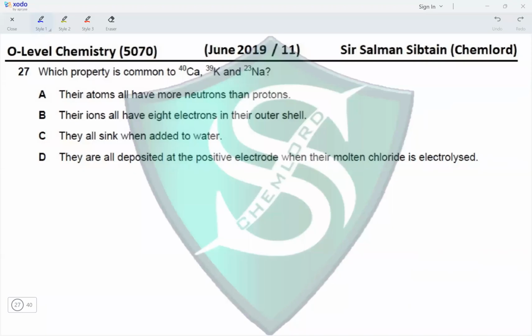Question 27. Which property is common to calcium, potassium, and sodium? Their atoms all have more neutrons than protons. Calcium has a proton number of 20, potassium has 19, and sodium has 11. For calcium, 40 minus 20 gives us 20, which is equal to the number of neutrons. So calcium itself makes this option incorrect.